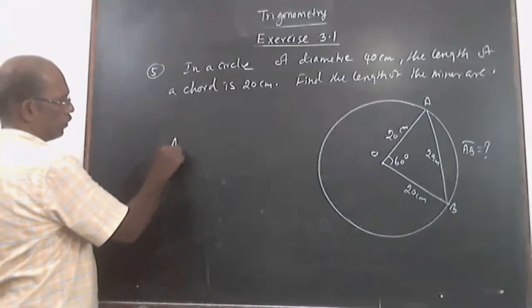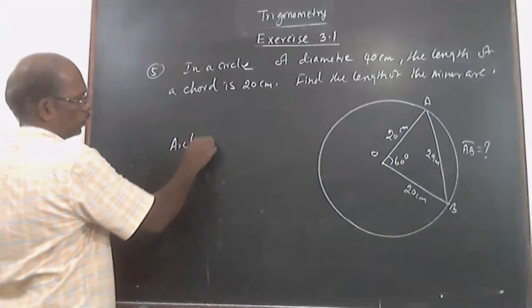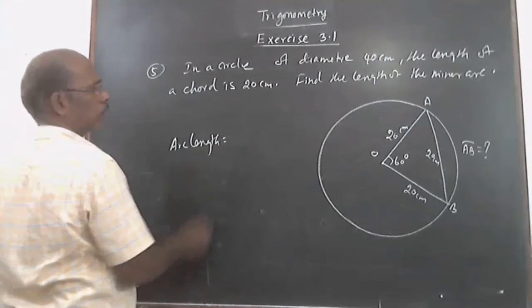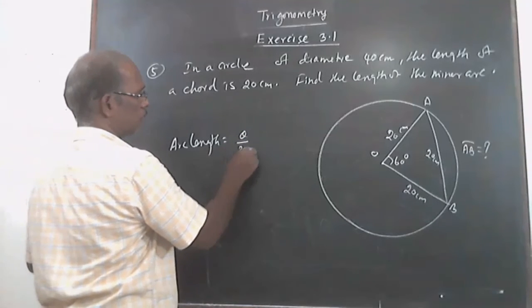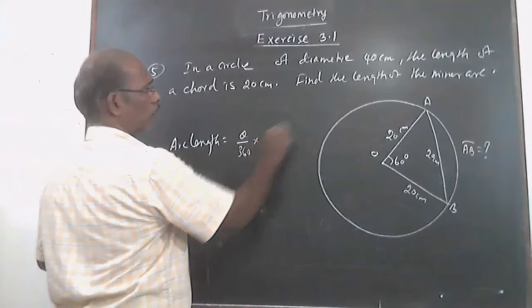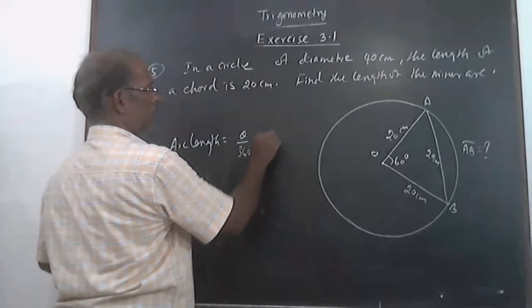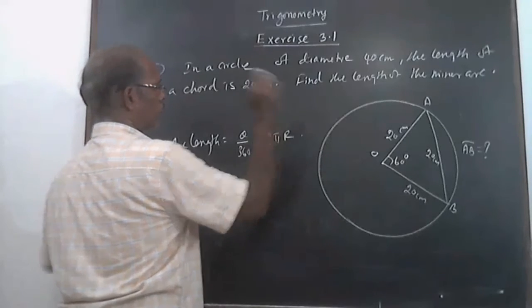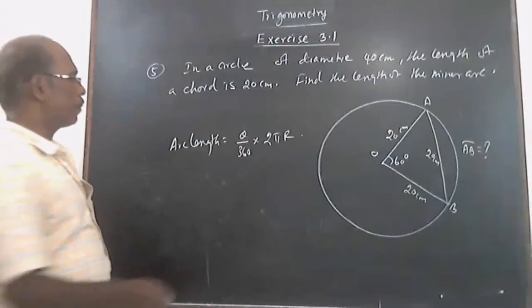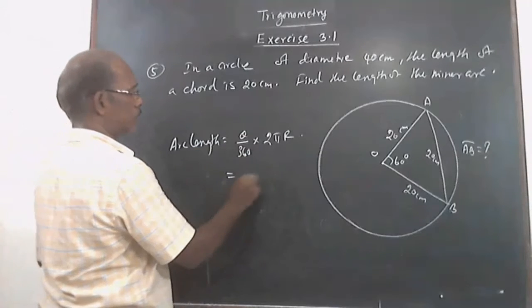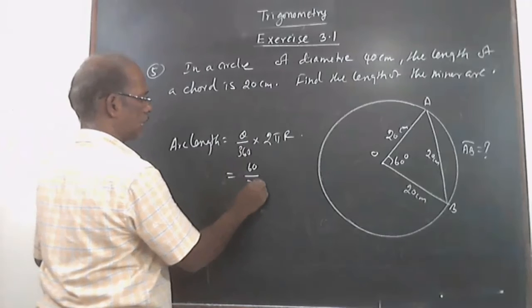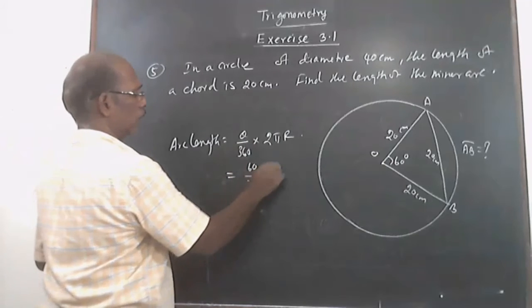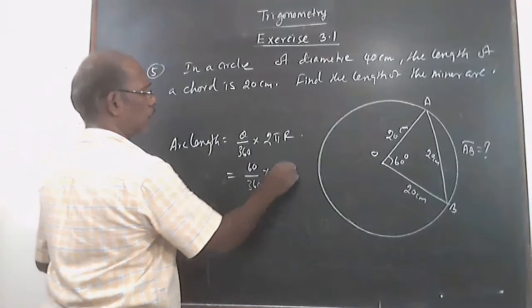What is the arc length formula? Arc length equals central angle in degree, theta by 360, into the circumference 2 pi r. This is the general formula from lower standard, and theta is 60 degree, out of 360 degree, and 2 pi r where r is equal to 20.